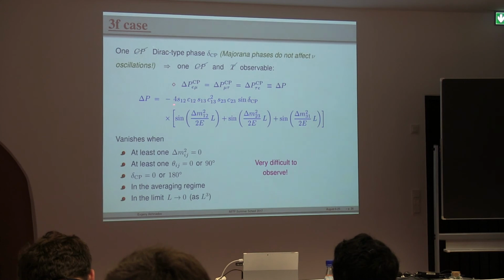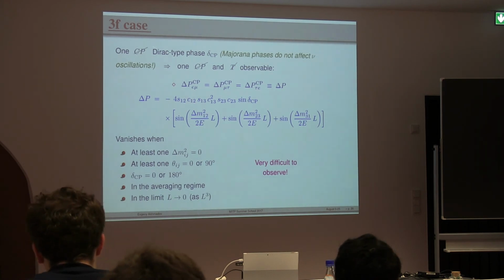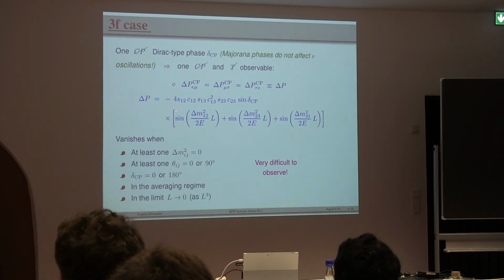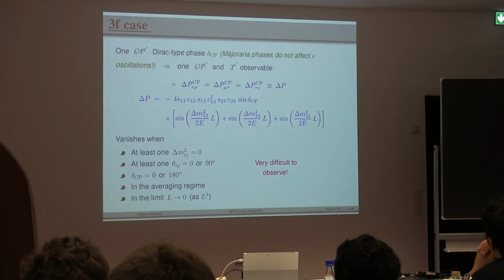The factor here contains sines and cosines of all the mixing angles, and contains sine of the CP violating phase. It's called the Jarlskog invariant, because of the similar invariant in quark physics, even though it doesn't look exactly the same as it is in quark physics. And it is multiplied by the sum of three oscillating sines. Look, here is an important difference with respect to the usual two-flavor case. Instead of sine square, we have sines here, not sine square.